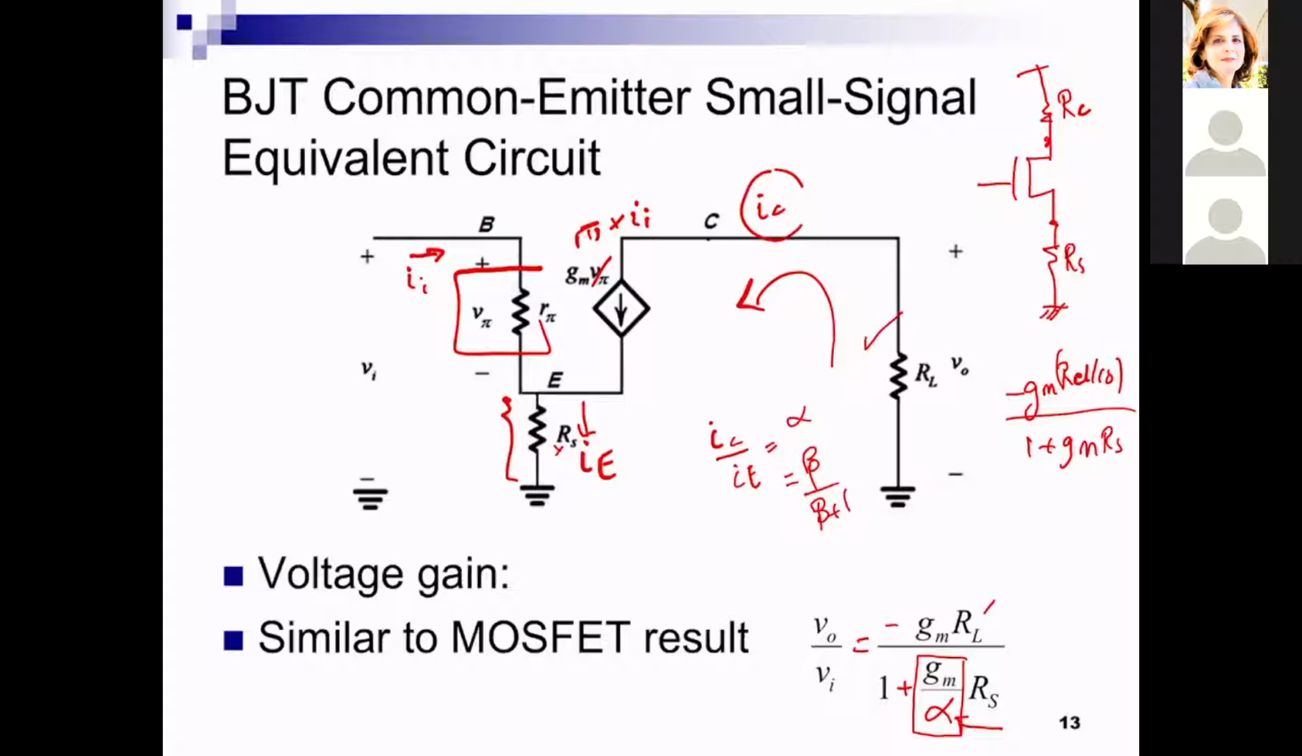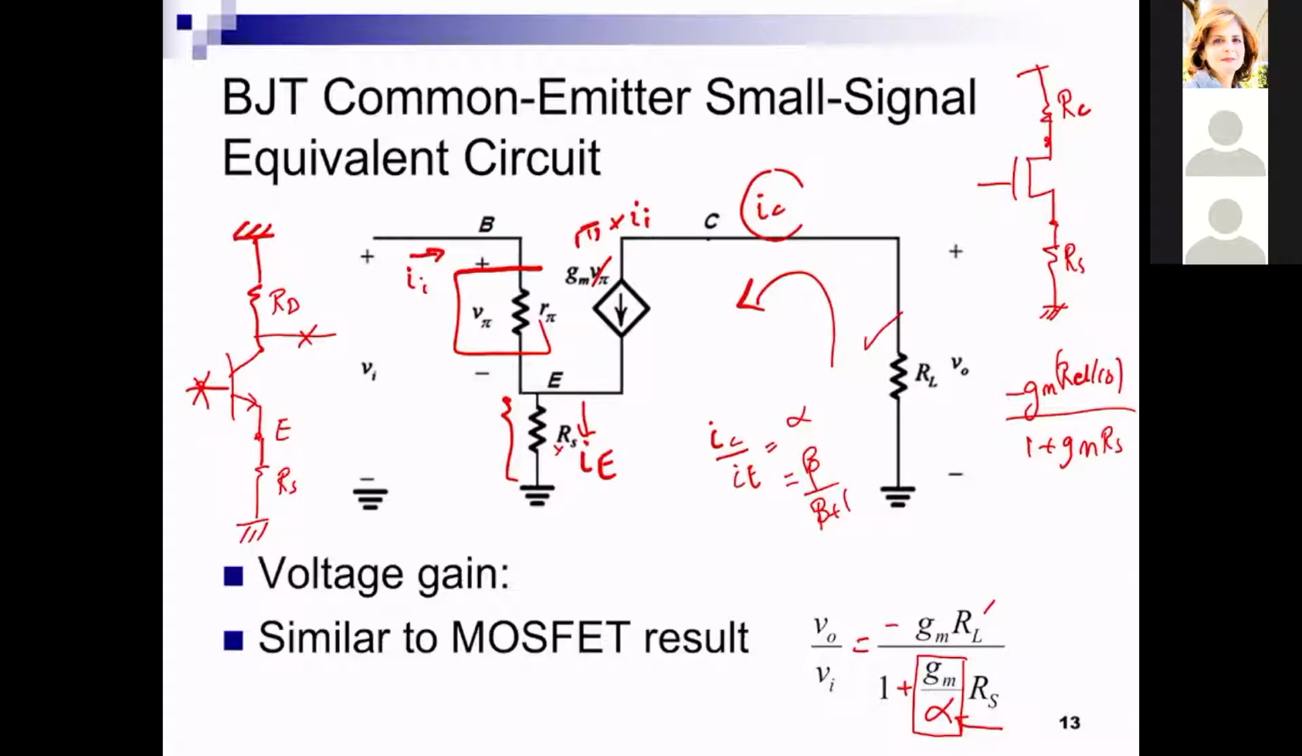Okay, so if we look at the voltage gain sheet, what it tells me is that if I have a BJT with a resistor RD, and I have connected at the emitter a resistor RS, the gain from the base to this node here is equal to, in total, minus GMRD over 1 plus GM over alpha times RS. Okay, and so this is the equation.